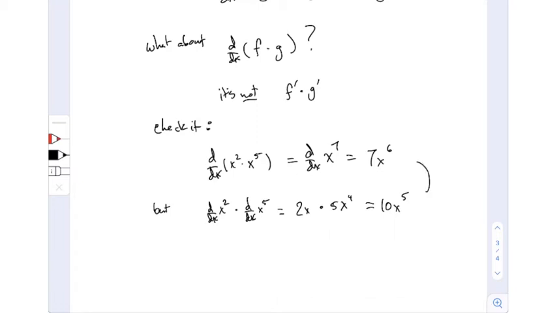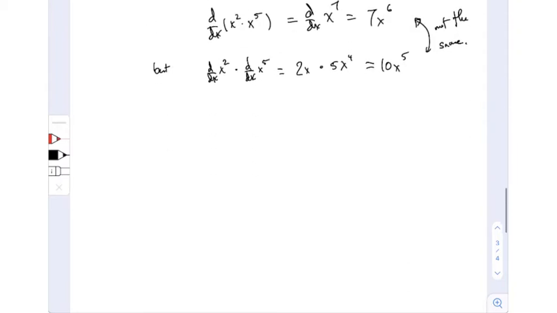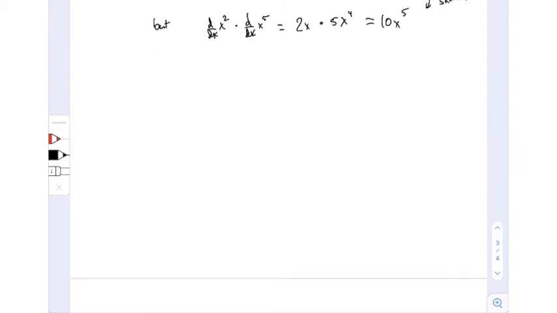So these two here, they are not the same. I'm just trying to show everybody why. The derivative of two things multiplied together requires a special rule, and you cannot just take the derivative of each part separately. You will get something, but it's not going to be the correct answer, all right? But there is a rule for it, and it's called the product rule. We need to work it out.